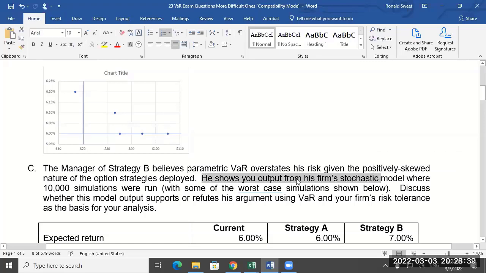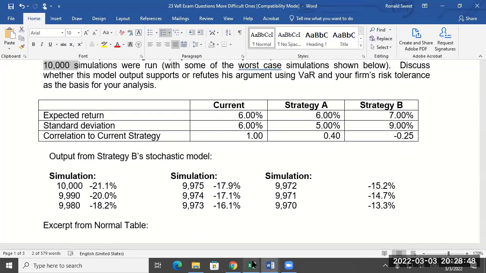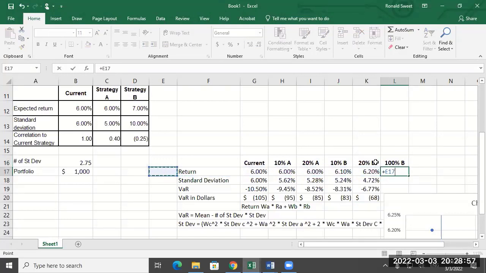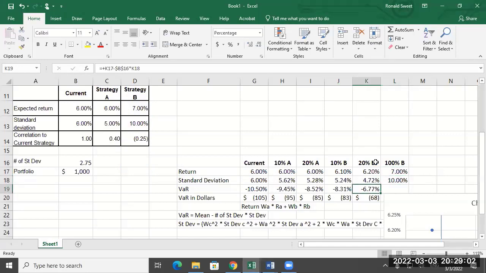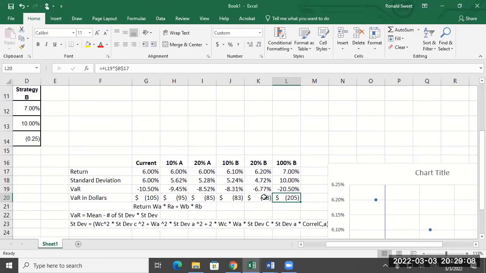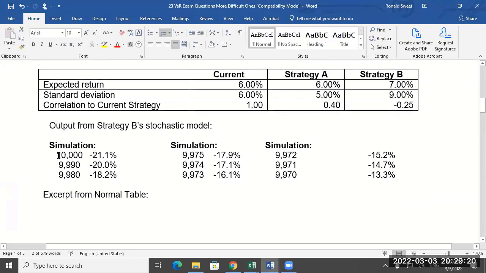All right, so you're already a little skeptical. They run 10,000 simulations, and he has some simulations below. All right, so here you've got to do a little extra work. We've got to look at 100% B. 100% B is going to have an expected return of 7, standard deviation of 10, a VAR of minus 20%, a VAR of minus 205. When do we expect this minus 205? What was our risk tolerance? 0.3%, right?